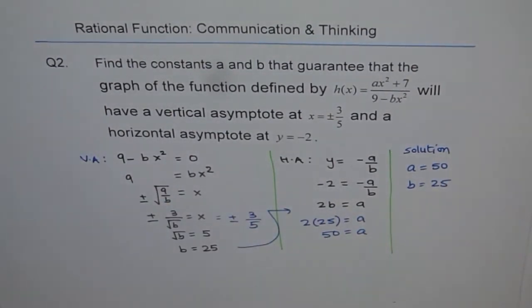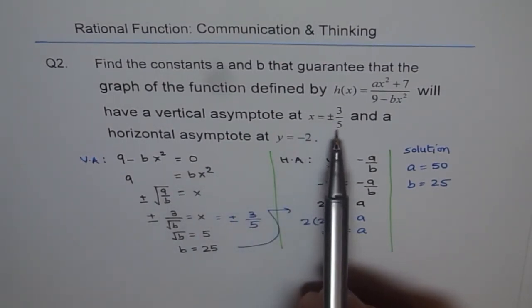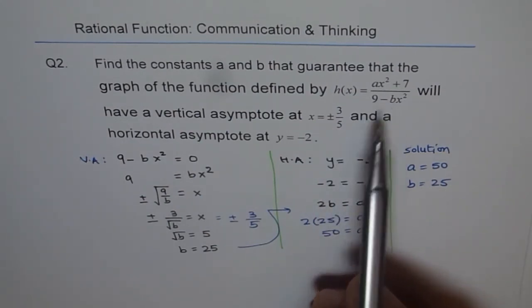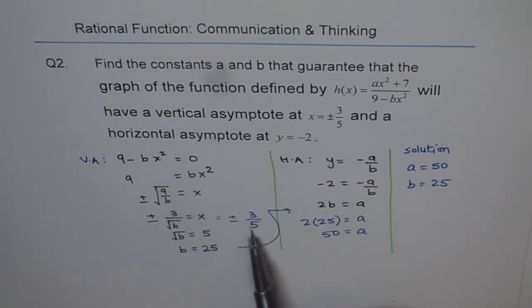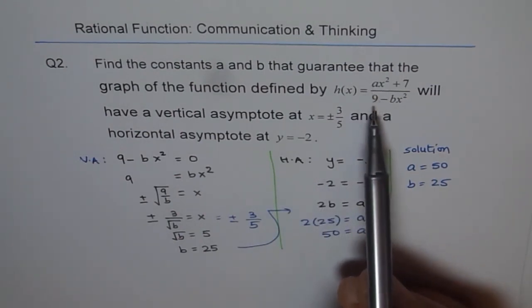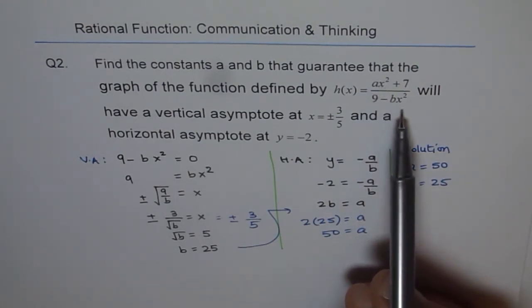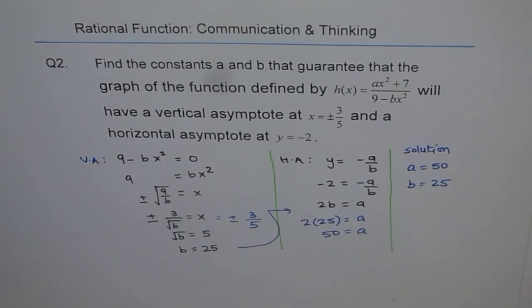So that's how we are going to solve this kind of problem, right? It is important to communicate that the vertical asymptote will exist at x equals plus minus 5 if the denominator is 0 at that point, correct? And that's why we figured it out and compared it with 3 over 5, correct? And the horizontal asymptote is the ratio of leading coefficients, correct? If the degree of numerator and denominator is the same, and that's how we got minus a over b, the ratio of leading coefficients, right? And that's how it is to be done.